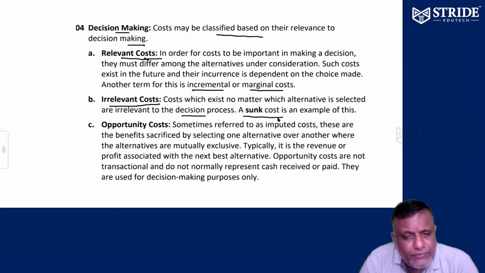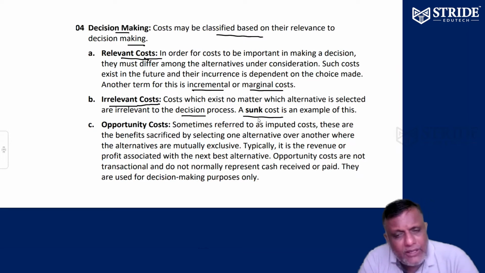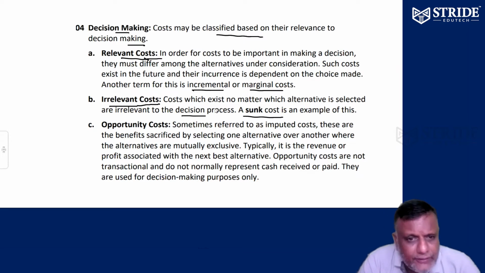Example, sunk cost. The cost which is already incurred cannot be useful for any purpose. Sunk cost. That cost is over. So a cost which cannot be taken for the decision making process is called irrelevant cost. A cost which is going to be taken for the decision making process is relevant cost.